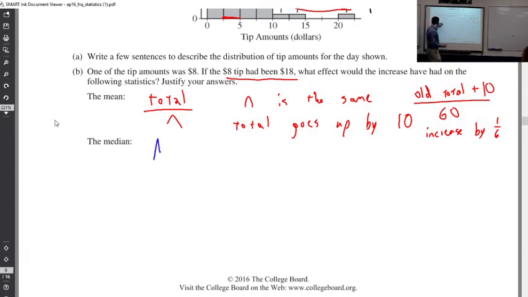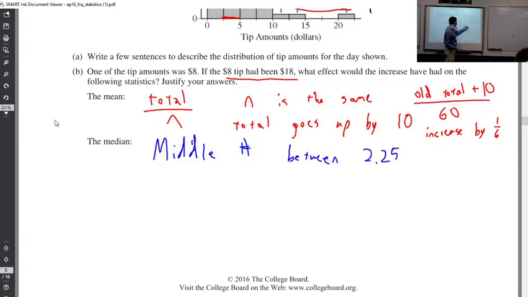Median. Middle number. We had decided it was between 2.25 and 5. And so we list out all the numbers, figure out which one is in the middle. We talked about in part A that the median was somewhere between 2.25 and 5.